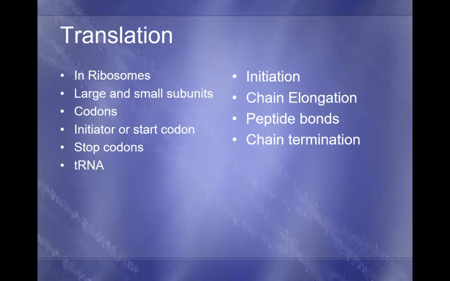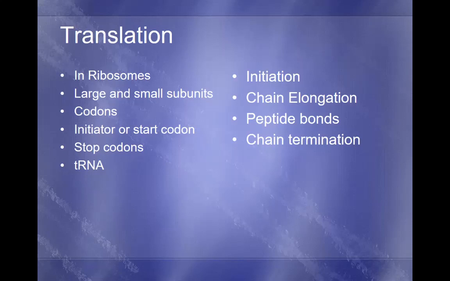When it's reading these, it's matching them up with a tRNA triplet, which is going to be called an anticodon. And that's going to go ahead and make the chain longer, creating peptide bonds, which are the bonds that are going to exist between the amino acids, until it gets to the stop codon where chain termination occurs.